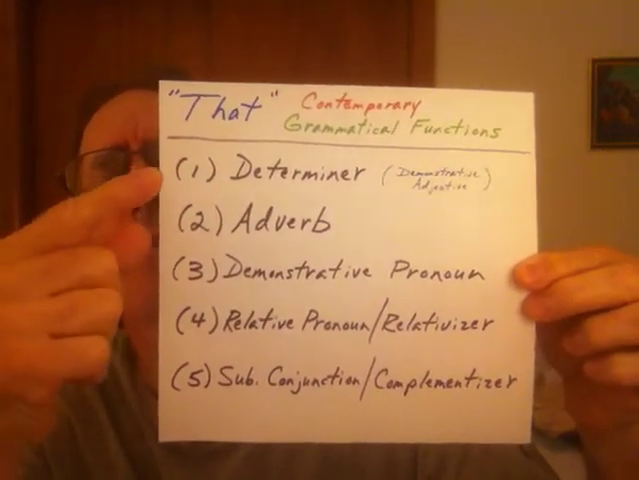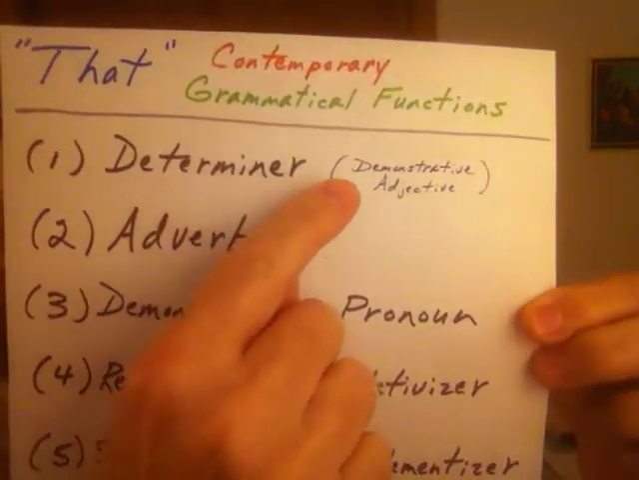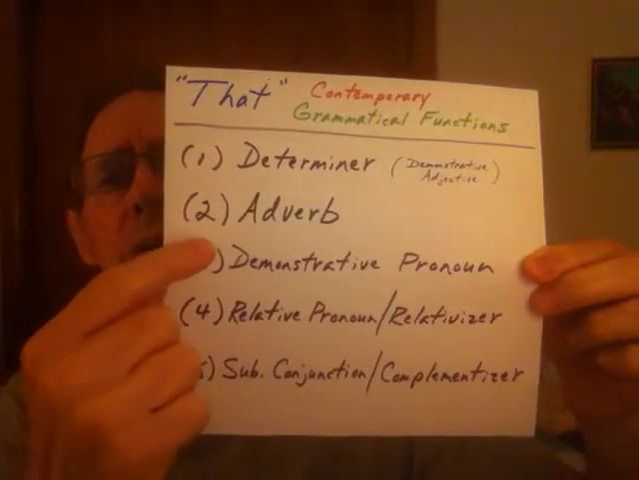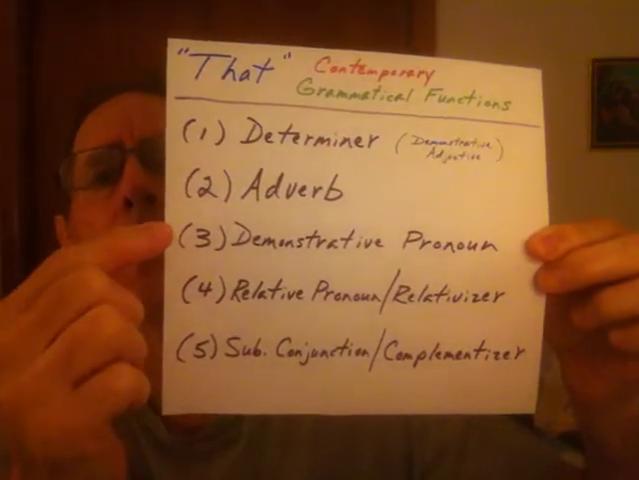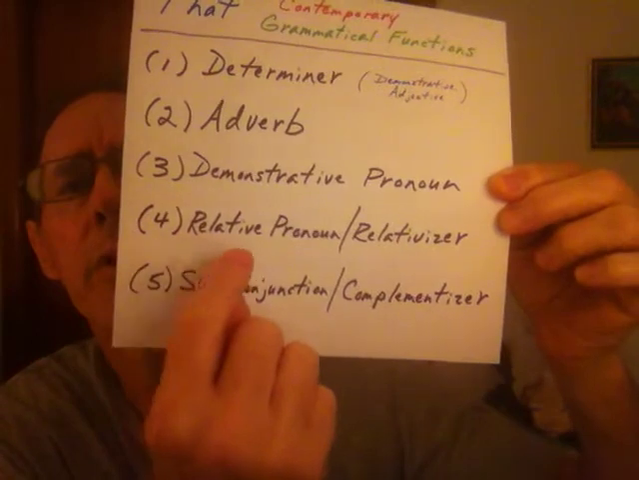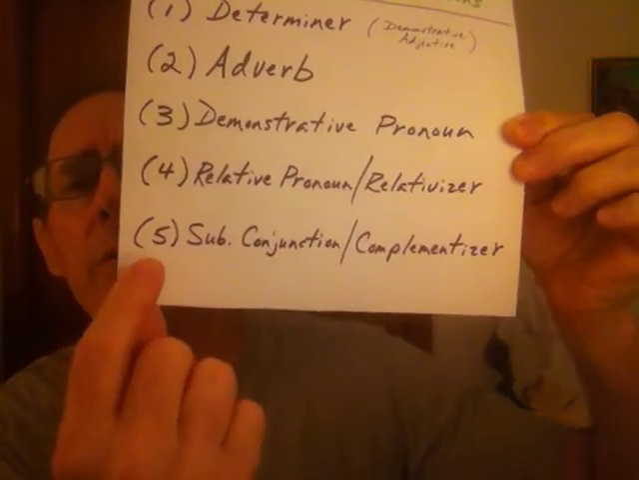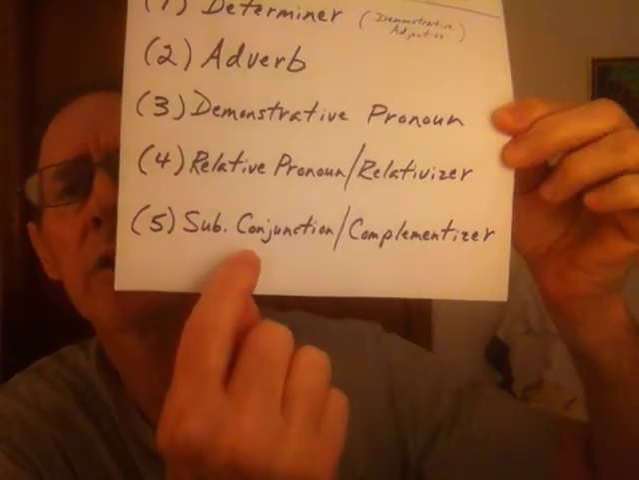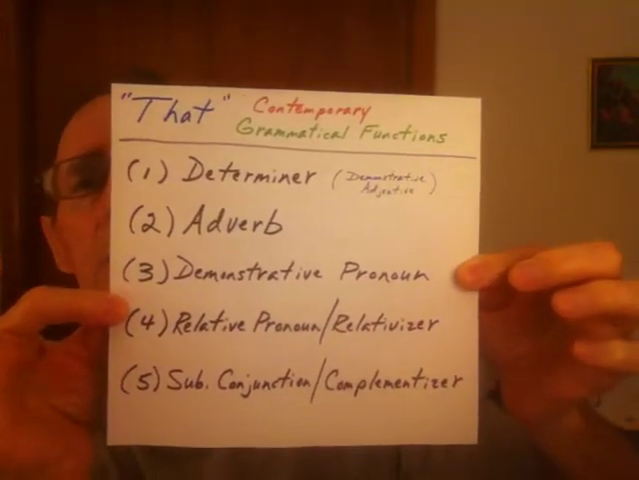I mentioned that it's considered to be a determiner or demonstrative adjective, either way. It's also considered to be an adverb, or a demonstrative pronoun, or a relative pronoun, or relativizer, and then the other function would be the subordinating conjunction or complementizer. So those are the 5 traditional functions that are mentioned if you go on the internet or read grammar books.